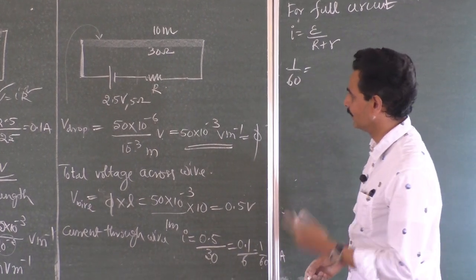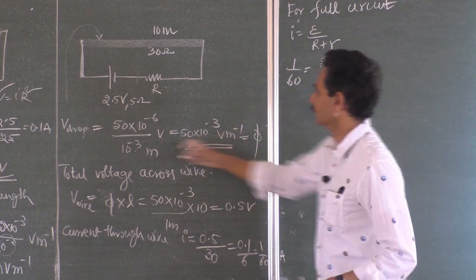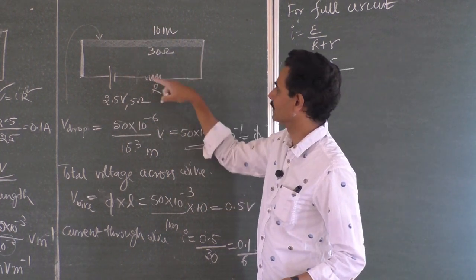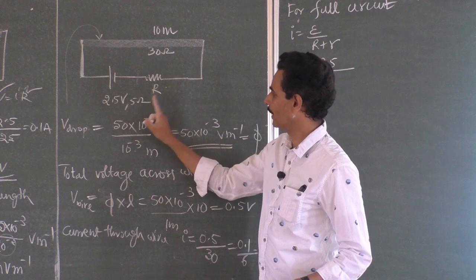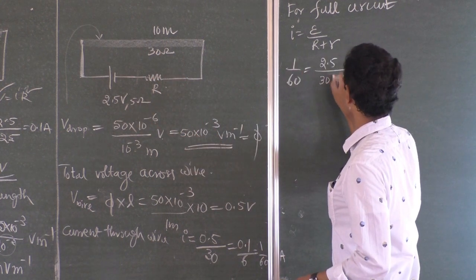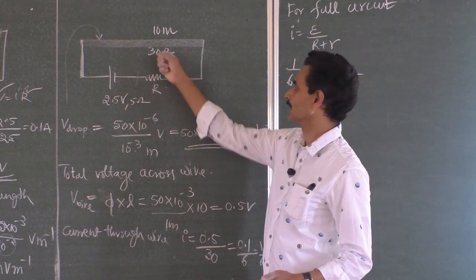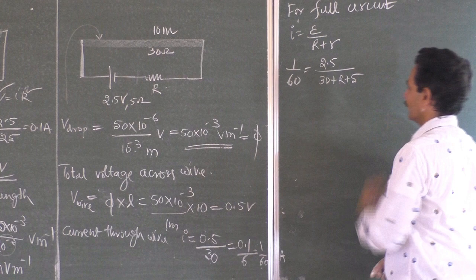What is E? Where is E? 2.5. This one. Capital R plus R. R means all the R's. 30 plus R plus 5. It is every R you have to include. 5 plus R plus 30. Now this is the only factor which is unknown.